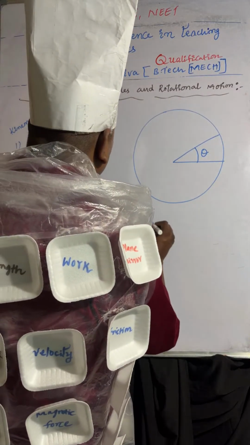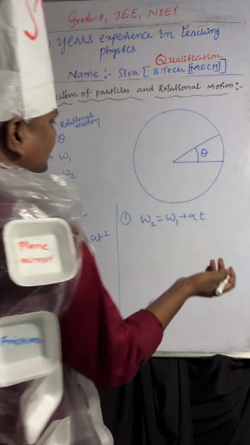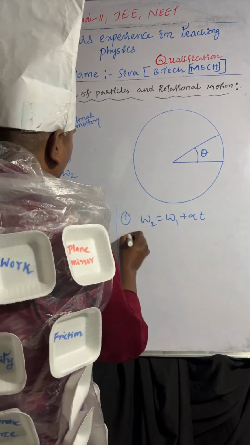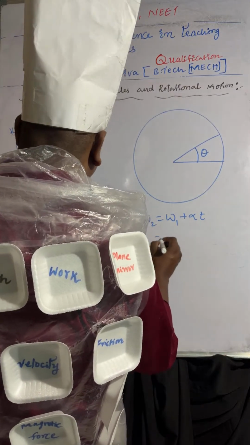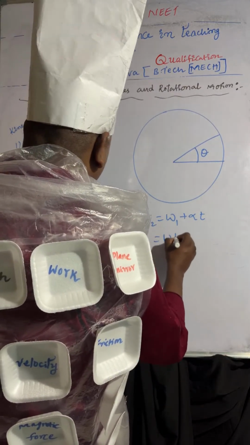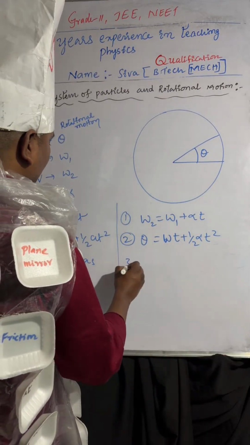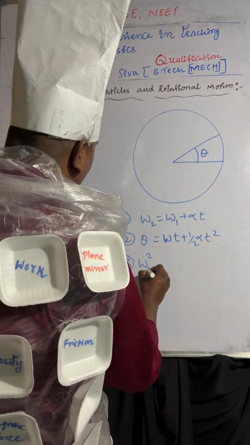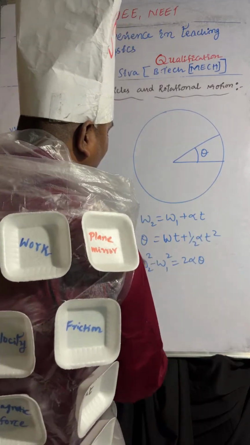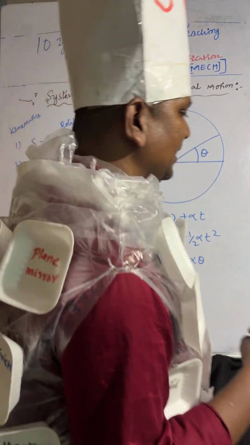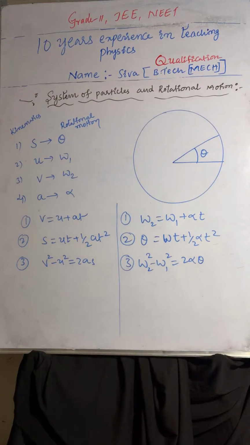So omega 2 equal to omega 1 plus alpha into t. t is the same. Second, the displacement theta equal to omega 1 t plus half alpha t square. And third, omega 2 square minus omega 1 square equal to 2 alpha theta. I hope it is very clear. Check once: kinematic equations in rotational motion.